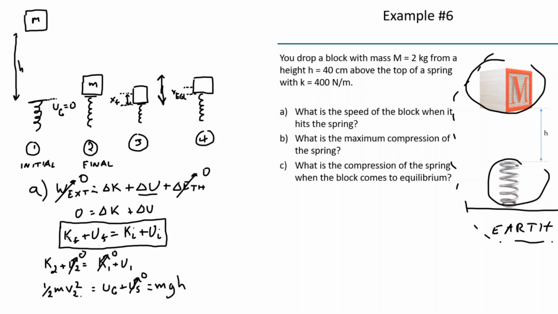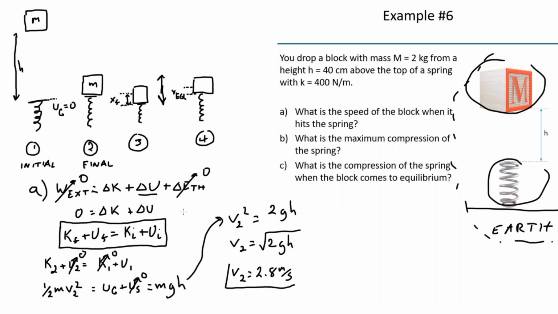Okay, so we just get 1/2 mv2 squared equals mgh. So this gives us v2 squared equals 2gh. So v2 equals the square root of 2gh. If we plug in our numbers, this gives us v2 equals 2.8 meters per second. So when the block hits the spring, it has a speed of 2.8 meters per second. Okay, part A is pretty easy. The spring doesn't even matter here. We're just transforming gravitational potential energy into spring potential energy.